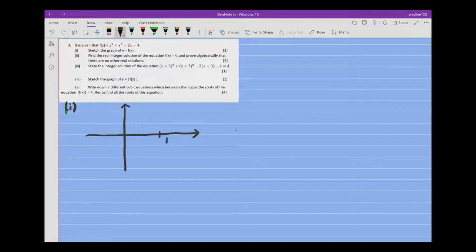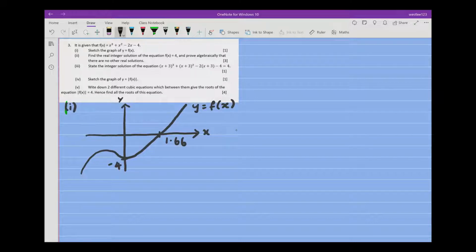You should be able to get the x-intercept as 1.66 and the y-intercept as -4. You can get all this from the GC, and the graph looks something like this. Okay, y equals f(x). Remember to label the name of the graph and the axes.